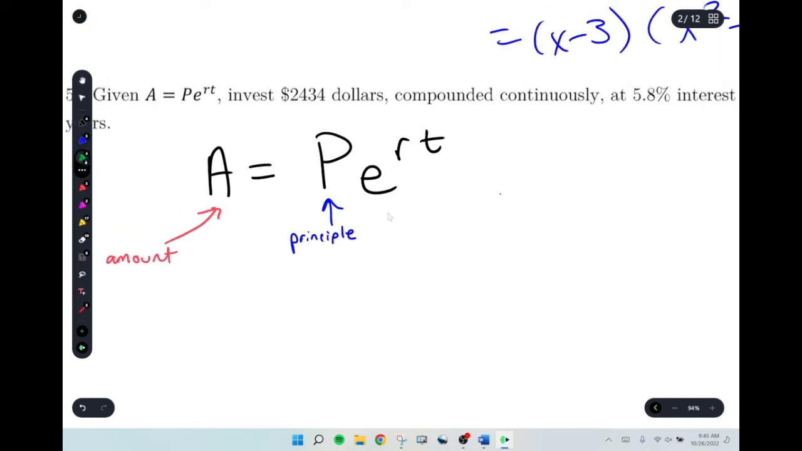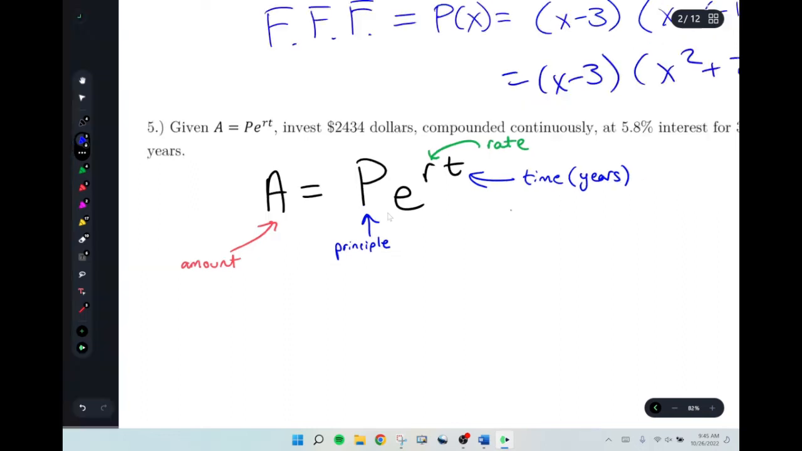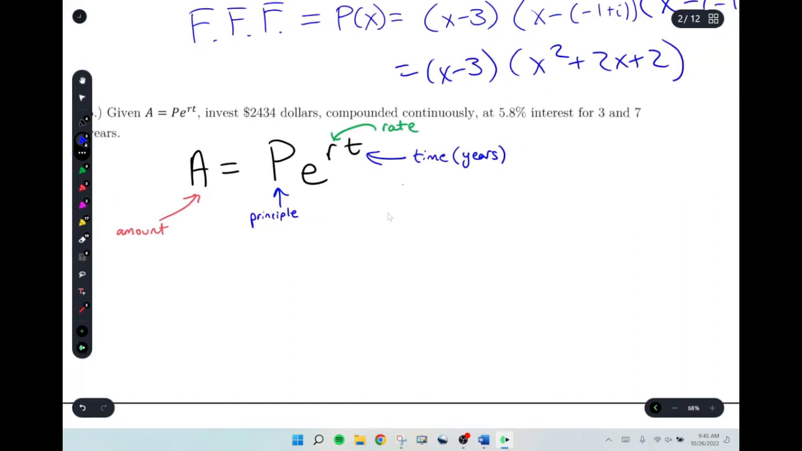The E stands for? Yeah, 2.71 whatever or something like that. It doesn't stand for anything. It's a number. The R stands for, and the T stands for time, which in our brains we can think of as years, right? Sometimes it might say minutes. All right, so let's just plug in some stuff. So A better equal 2, 4, 3, 4.